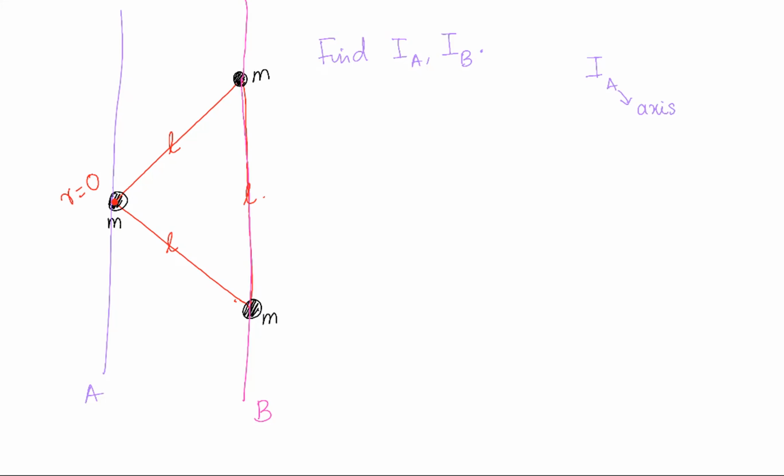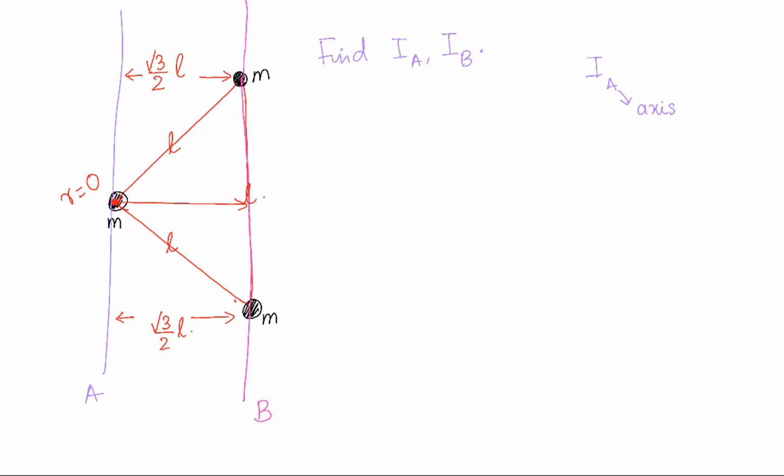It's an equilateral triangle. So what can you do? You can find out the height of this equilateral triangle, which is equal to root 3 by 2 times the side. So you could say that this distance is equal to root 3 by 2 L. That distance also is equal to root 3 by 2 L. So the distance from the axis to the mass is equal to root 3 by 2 L.